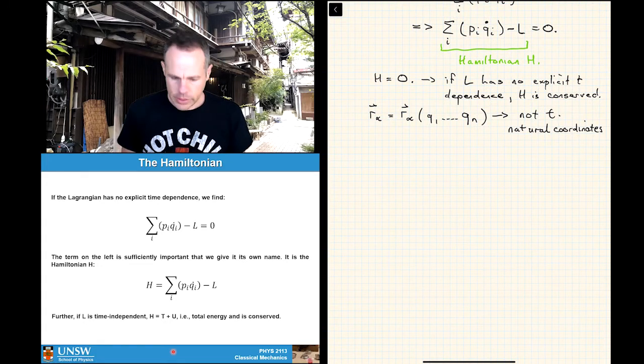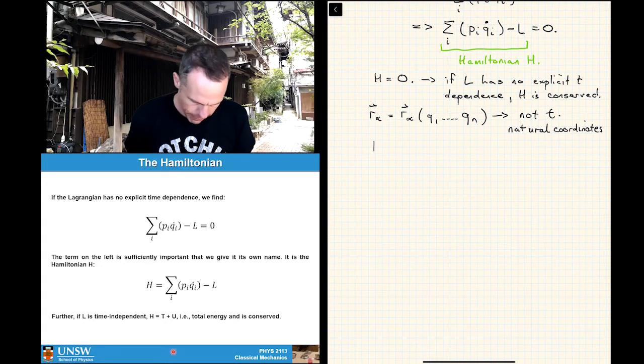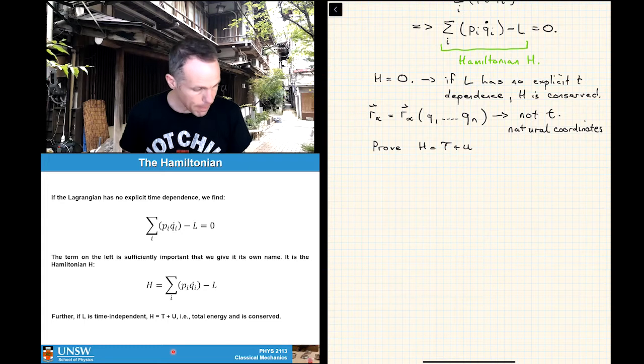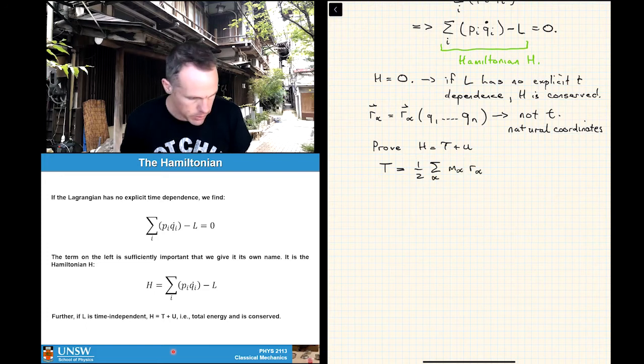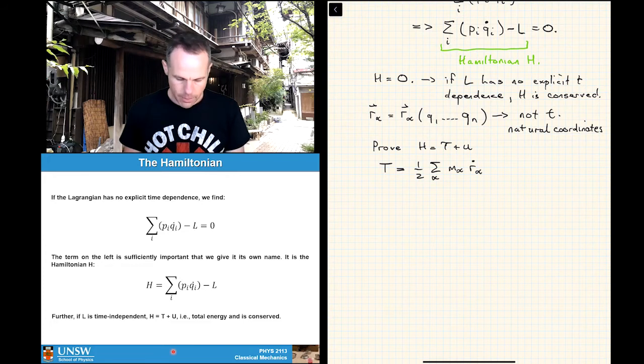Okay, so what we're going to do is set out here to prove H equals T plus U. And so the way we do this is we have a kinetic energy, right? And the kinetic energy is going to be a half sum over alpha of m_alpha r_alpha dot squared, right?